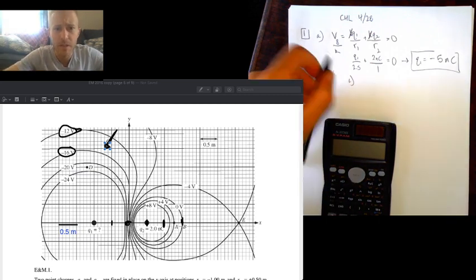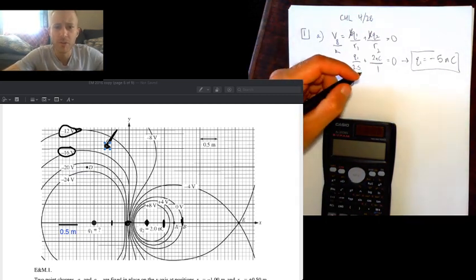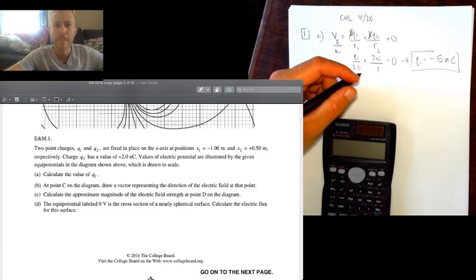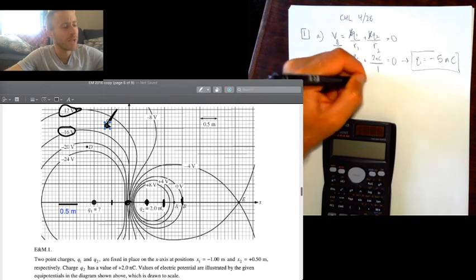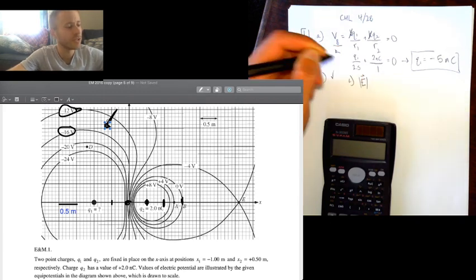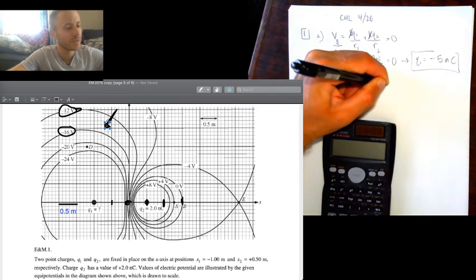All right. So we're trying to calculate the electric field at point D. I want to remind you that the magnitude of the electric field is the change in potential divided by the change in position. Point right here.